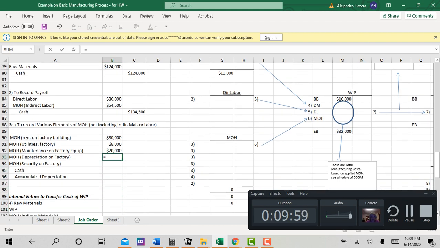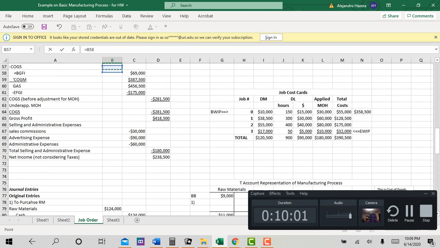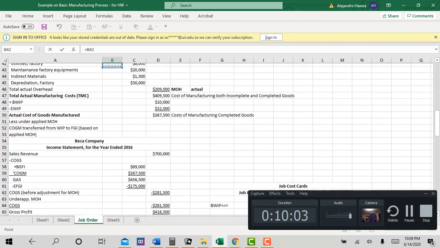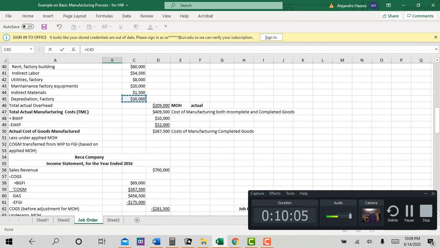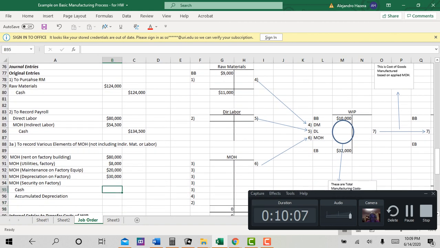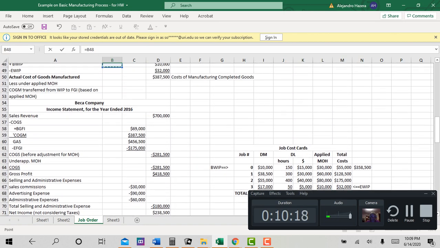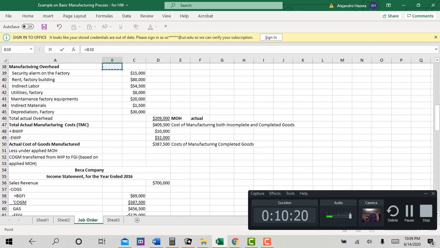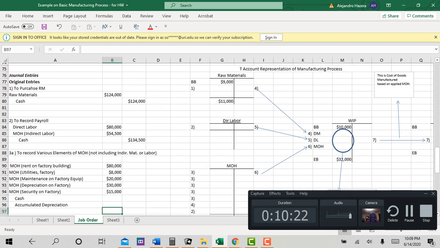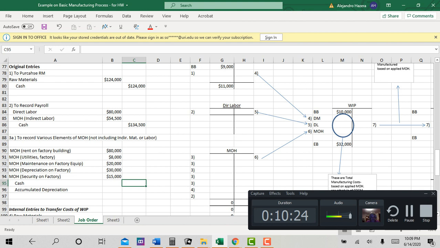And then your depreciation on the factory is, let's see what we get here. Your depreciation on the factory is $30,000. And then your security on the factory, this is really the security alarm, not security people. Your security on the factory, the alarm that you paid for, is $15,000, I believe. Right there.